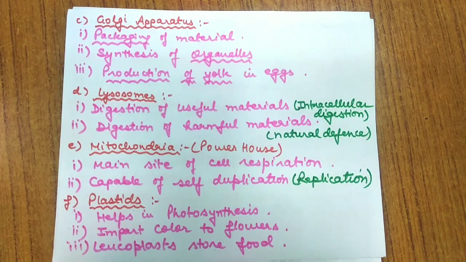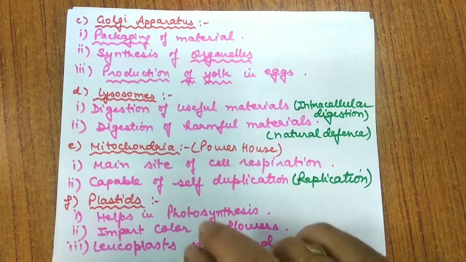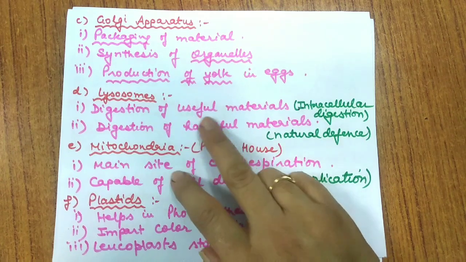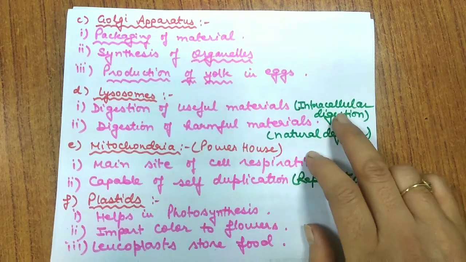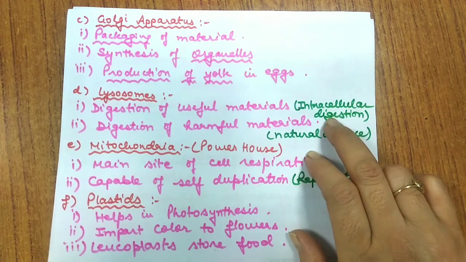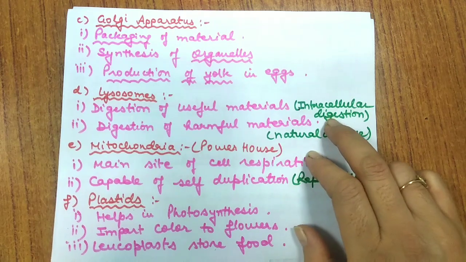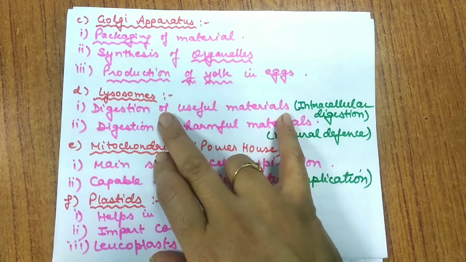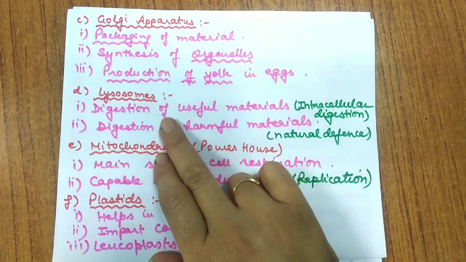Now let us move to the next cell organelle, lysosomes. We generally call lysosomes the suicidal bags. So it has two important functions. One is the digestion of useful materials, and we call it intracellular digestion, because in this case the organic substance or the material to be digested is taken up by the cell in vacuoles from the environment, and then they are getting digested by the lysosomes. So we call it intracellular digestion, which takes place in the cell only.